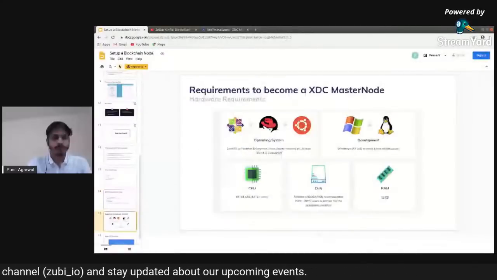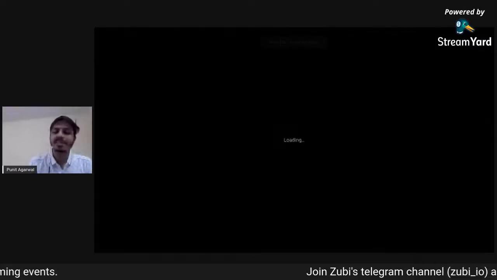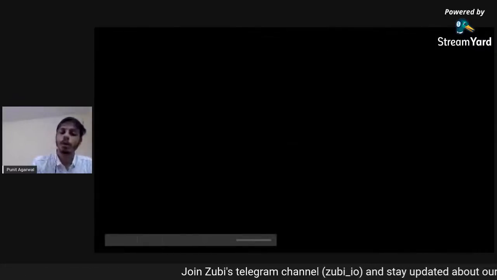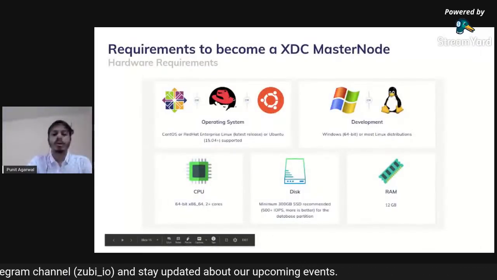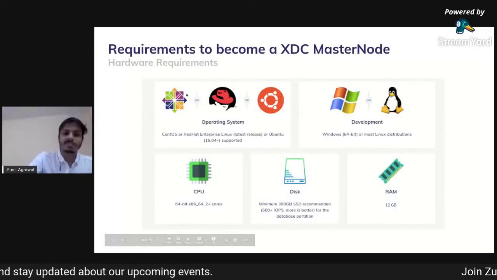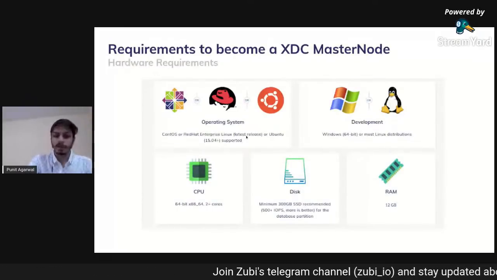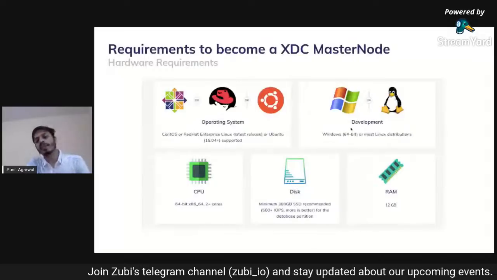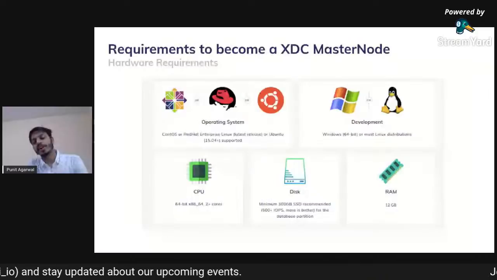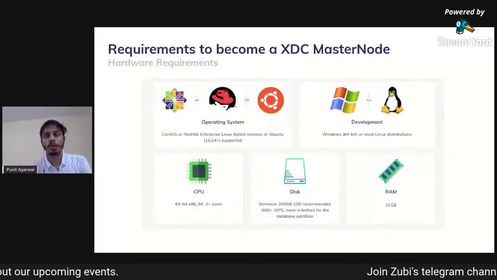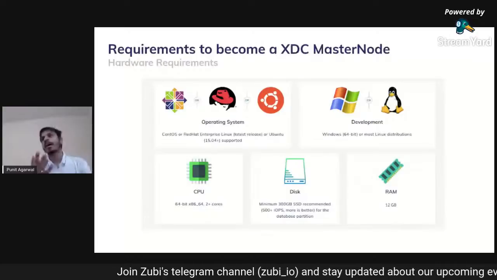So now let's understand what exactly are the requirements to become an XDC master node, as in to become a node in this XinFin blockchain. You can have your operating system as Windows, CentOS, Red Hat, Linux or Ubuntu. For development, you can have Windows or Linux distributions, like variations of Linux such as Ubuntu, Kali, Debian, etc.